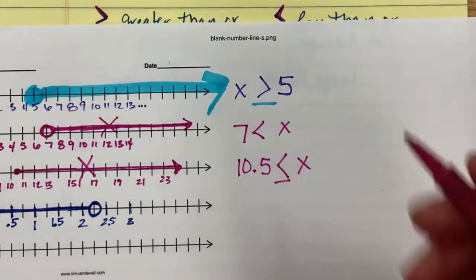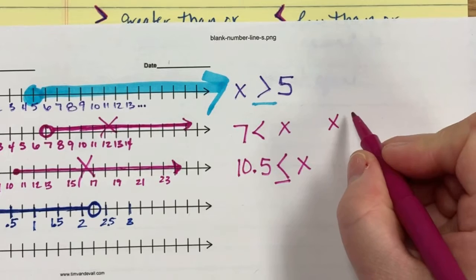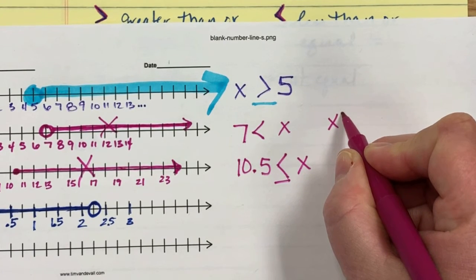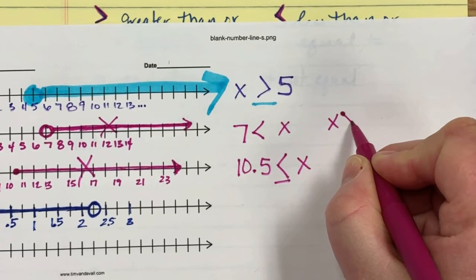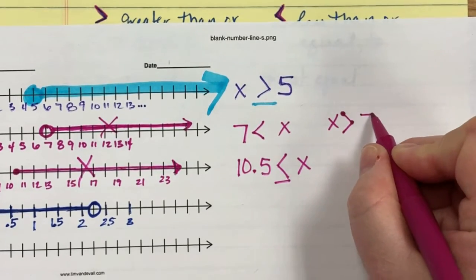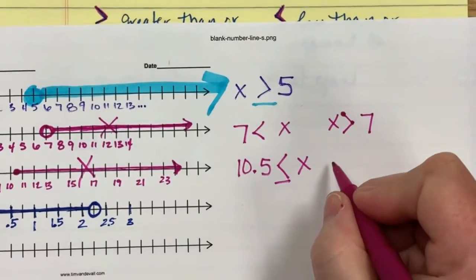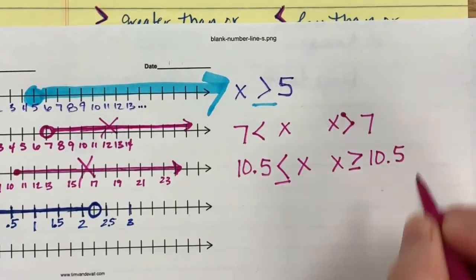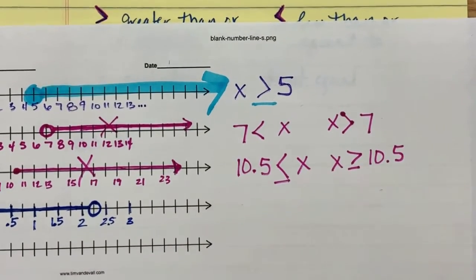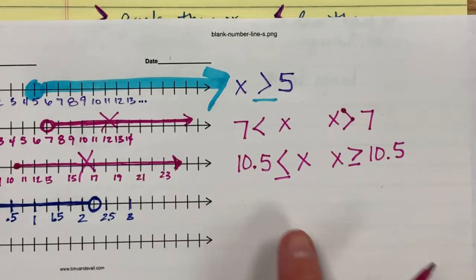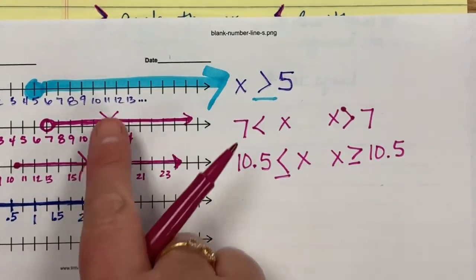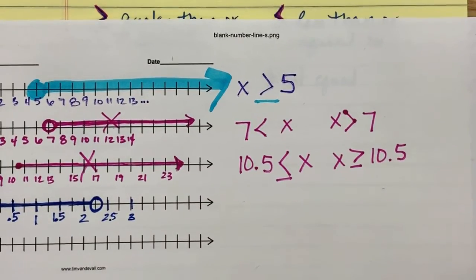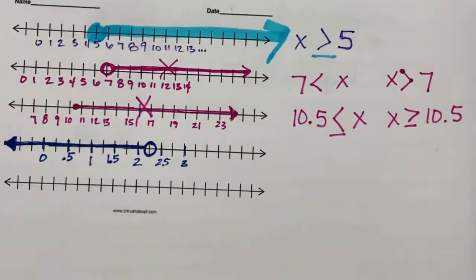It would be okay to say that x is greater than 7, and it would be okay to say x is greater than or equal to 10.5. Both of those are saying the same thing. I like to do it this way just because then I know I read it from left to right, but that's just a little hint for me. Either way would be fine as long as you understand it.